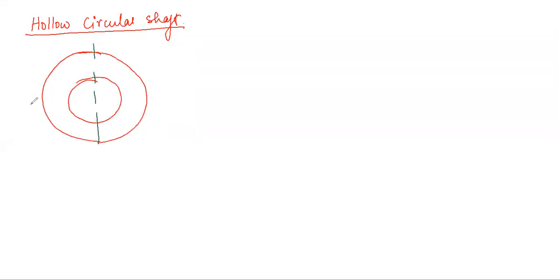If we are drawing it, we can see that this is the diameter, right? And this one is the diameter. You can see the capital D. This is the outer surface, right? So here, if we draw the stress variation, the stress variation is going to be something like this. That is the same as in the case of the solid shaft, right?